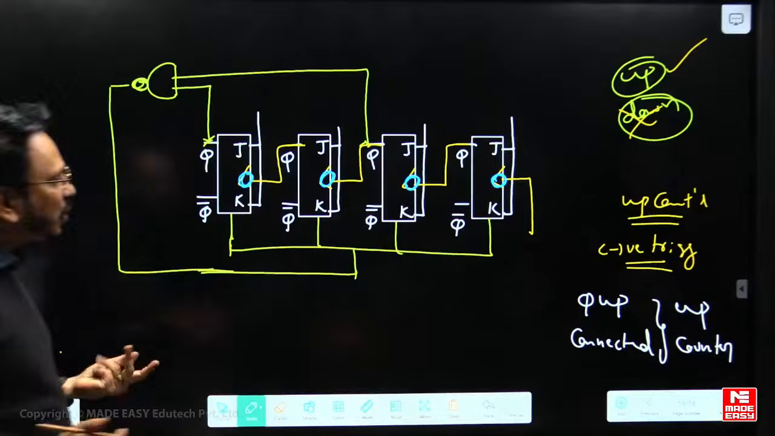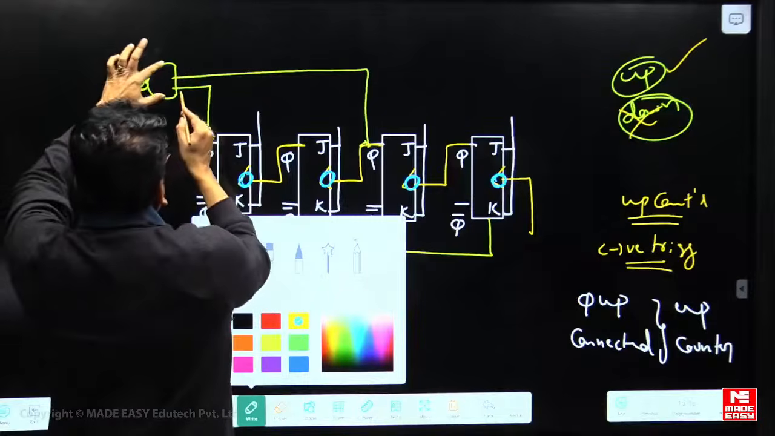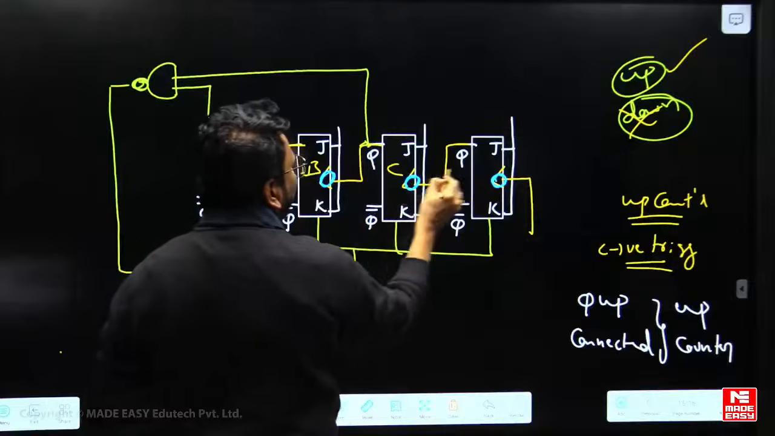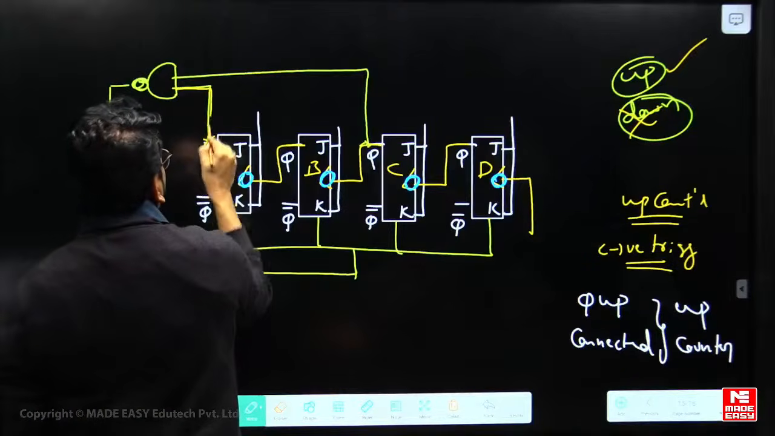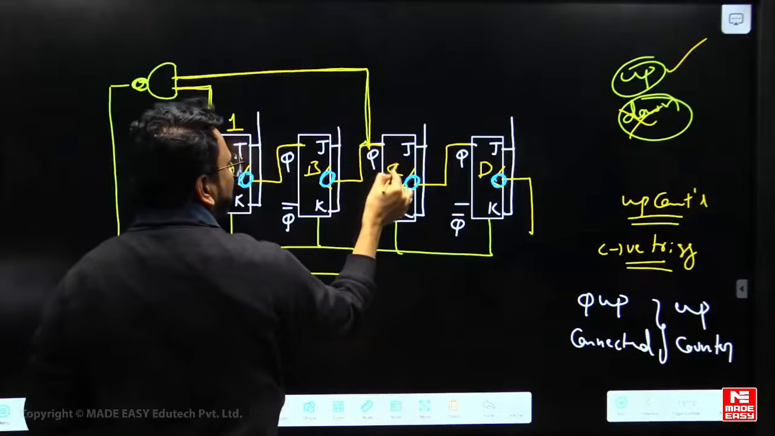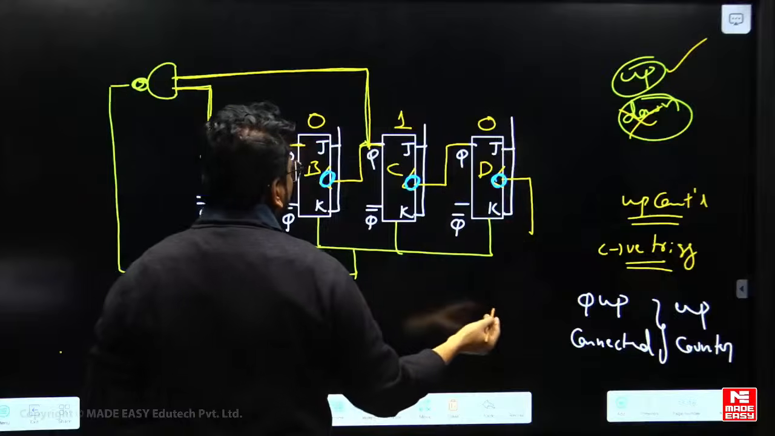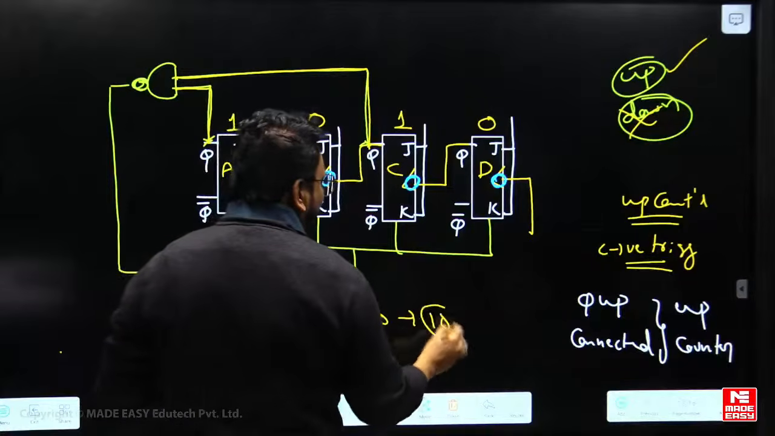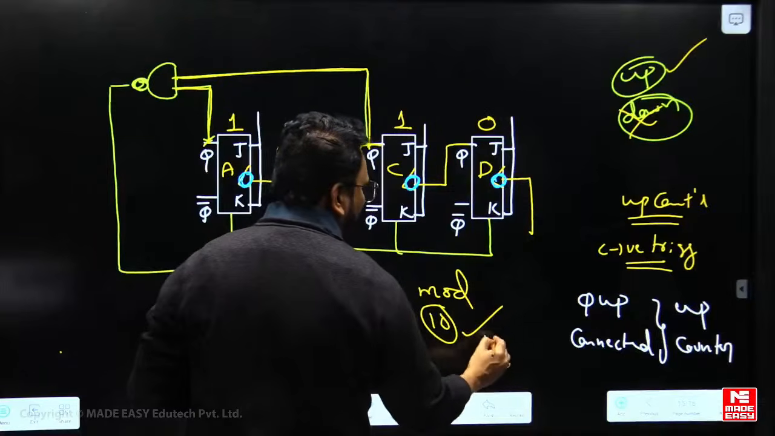Now, the mod value, how to say that? For the logic gate, from which flip-flops is the connection there? A, B, C, D flip-flops are there. From A, the connection is there. So keep one here. And from C, the connection is there. Keep one here. And at other places, 0. That's enough. So 1, 0, 1, 0. It is going to be 10. So it is a mod 10 up counter.